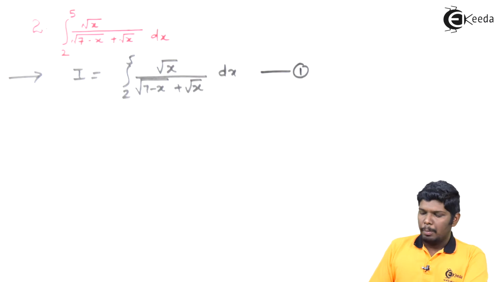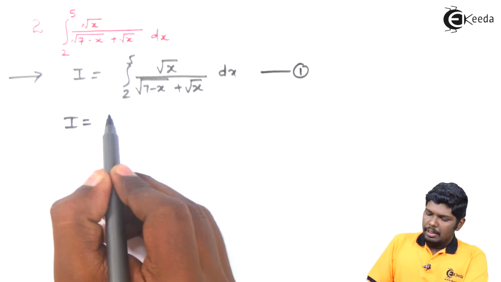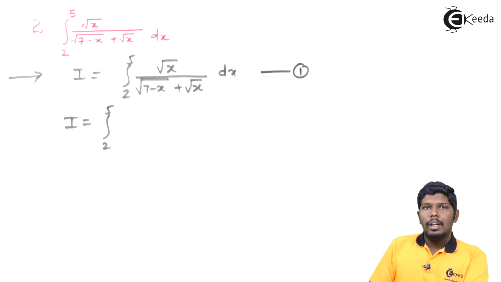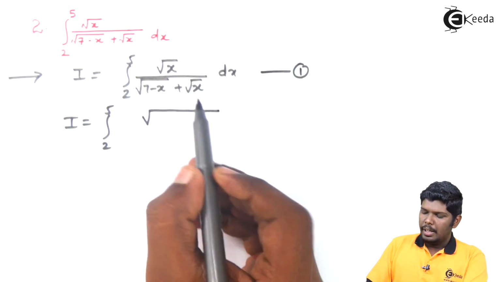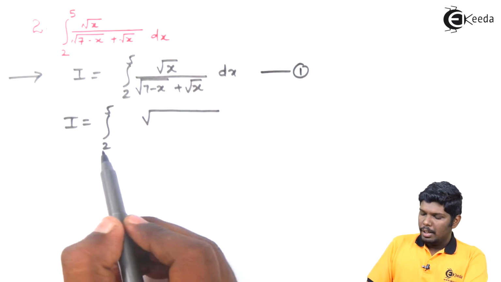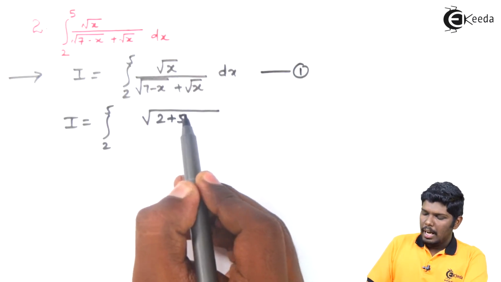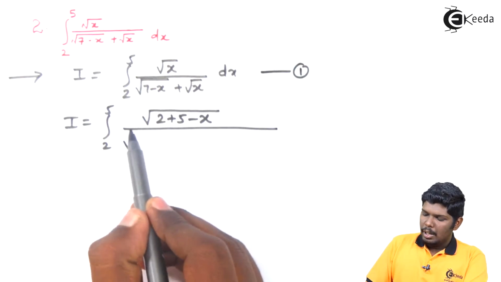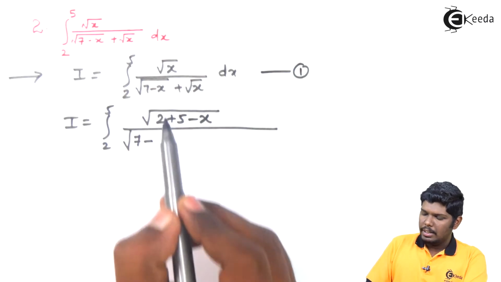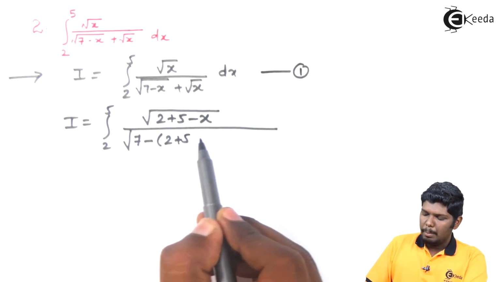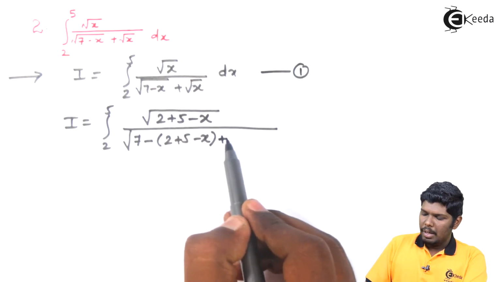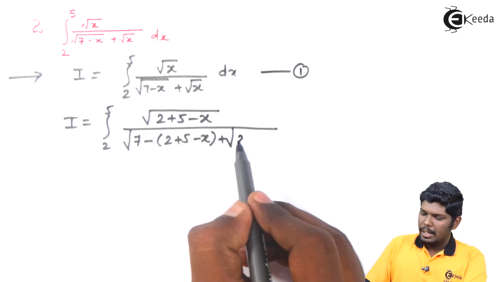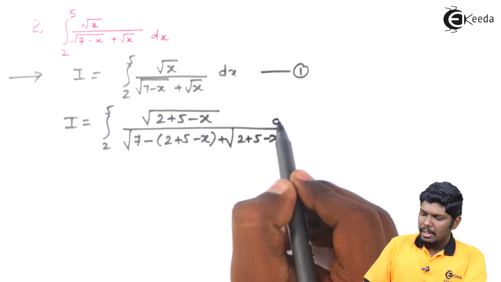In the next step, we will use the property. Property says integral 2 to 5 as it is. Wherever there is x present, replace it by lower limit plus upper limit minus x. Meaning, in the numerator, you can see x. I will replace it by 2 plus 5 minus x, divided by under root of 7 minus, again we have x, for that we can write 2 plus 5 minus x, plus we have again under root of x that can be written as 2 plus 5 minus x dx.